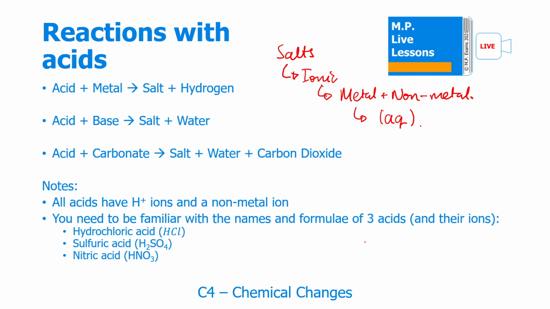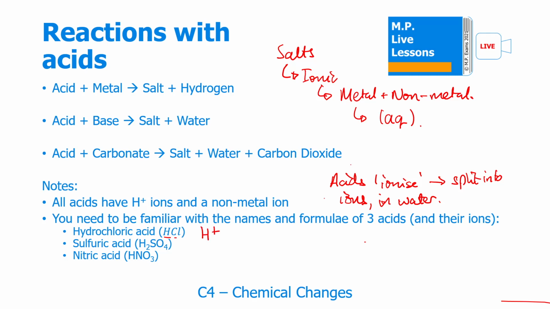So we can actually split acids into their ions, because acids ionize. This means they split into ions in water. In this case, you can see that in hydrochloric acid there is one hydrogen atom and one chlorine atom, but they turn into ions instead. So hydrogen is your H plus ion and chlorine is your negative ion.